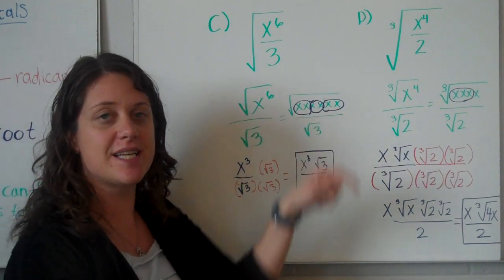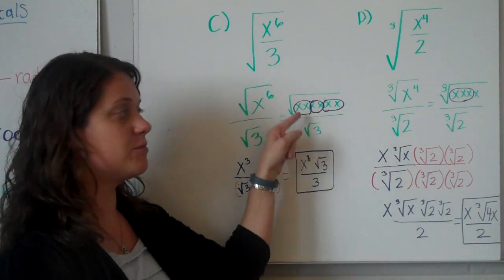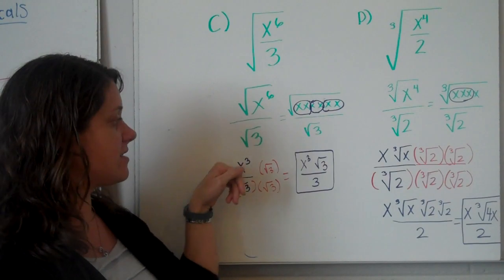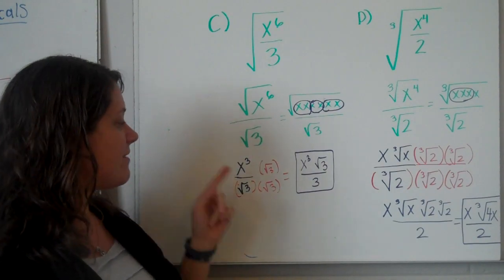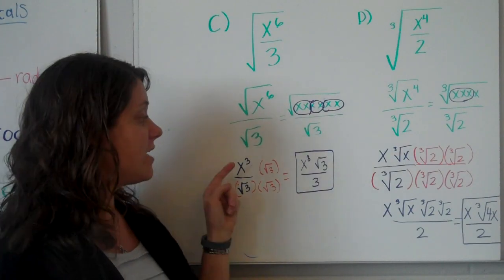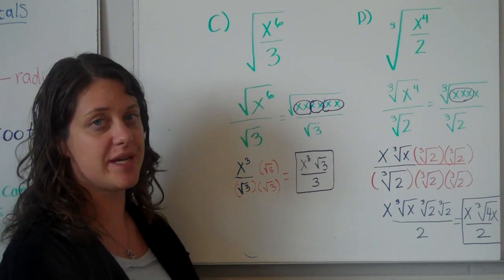So I wrote out my 6 x's and I took them out in groups of 2. And since I took out 3 groups, I have x to the 3rd. However, I still have the square root of 3 on the bottom. I have not gotten rid of that. So I have x to the 3rd over the root of 3.